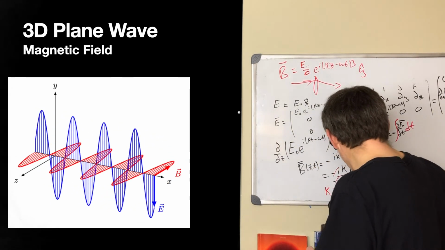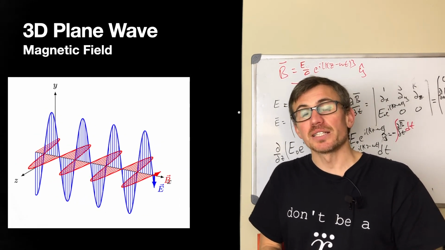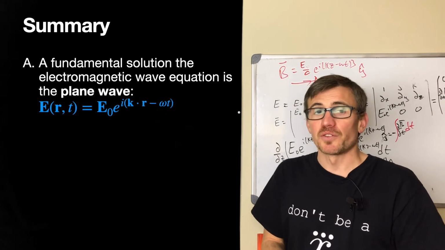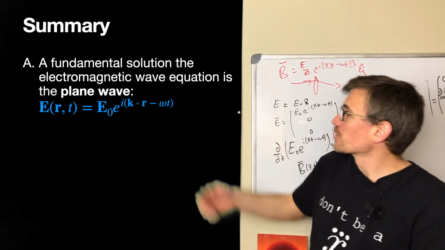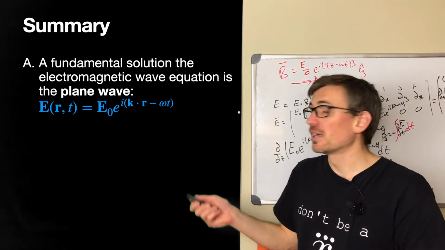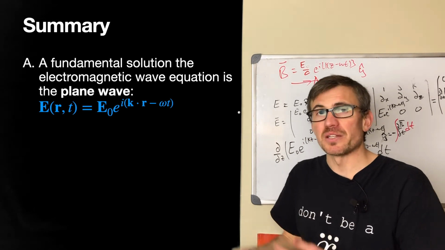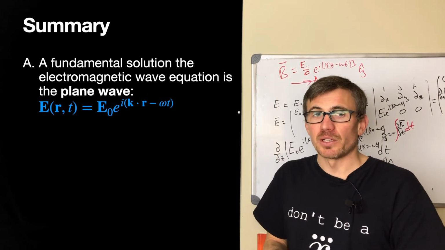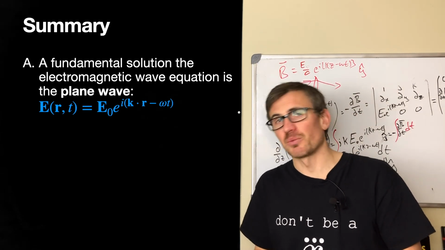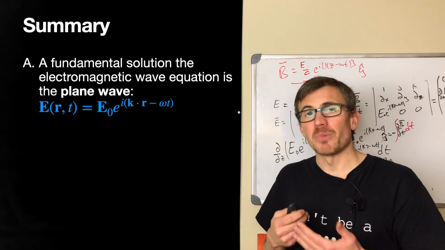So let's summarize. This has been a busy week. We've done a lot of material. Let's summarize what we've done this lecture. So first of all, we can look at a fundamental solution for the electromagnetic wave equation. And in 3 dimensions, it looks like the extension of what you'd expect in 1 dimension for a sinusoidal wave. So we can write it as a complex exponential, as we've done here, or a cosine wave or a sine wave.